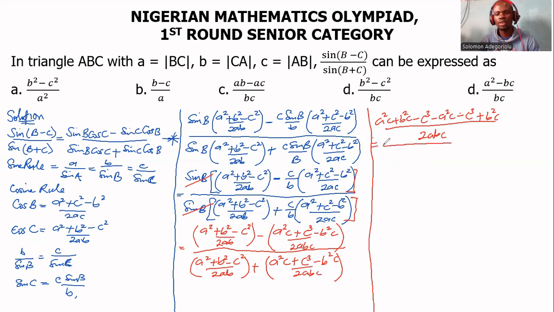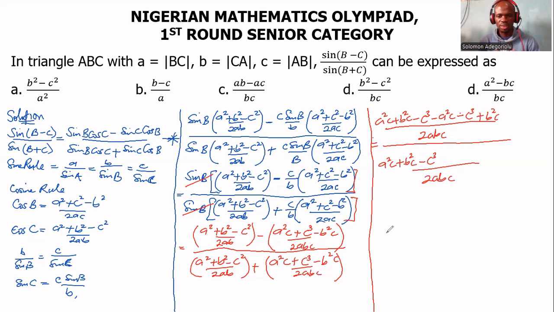Then we go with the denominator as well. Okay, for the denominator, the same thing is applicable here. LCM is 2ABC. So 2AB in 2ABC, we are left with C. Use C to multiply everything here. That still gives us A squared C. Okay, then plus B squared C minus C cubed. Okay, we're done with that.